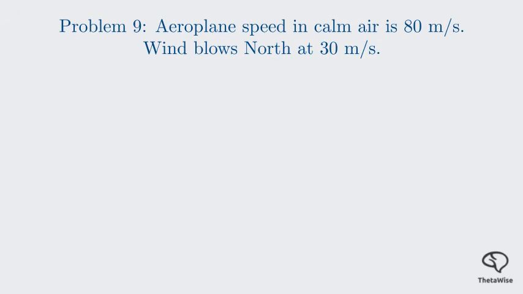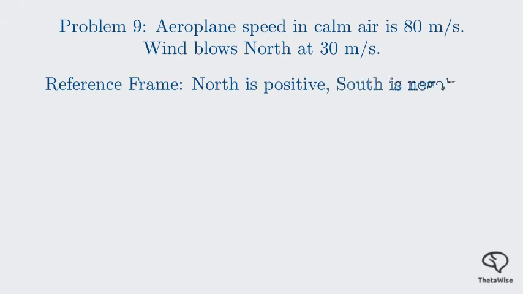First, let's establish our reference frame. We'll define north as the positive direction. Our reference frame is north is positive, south is negative. The aeroplane's speed in calm conditions is its speed relative to the air, not the ground. The wind's velocity relative to the ground, v of wg, is positive 30 meters per second.